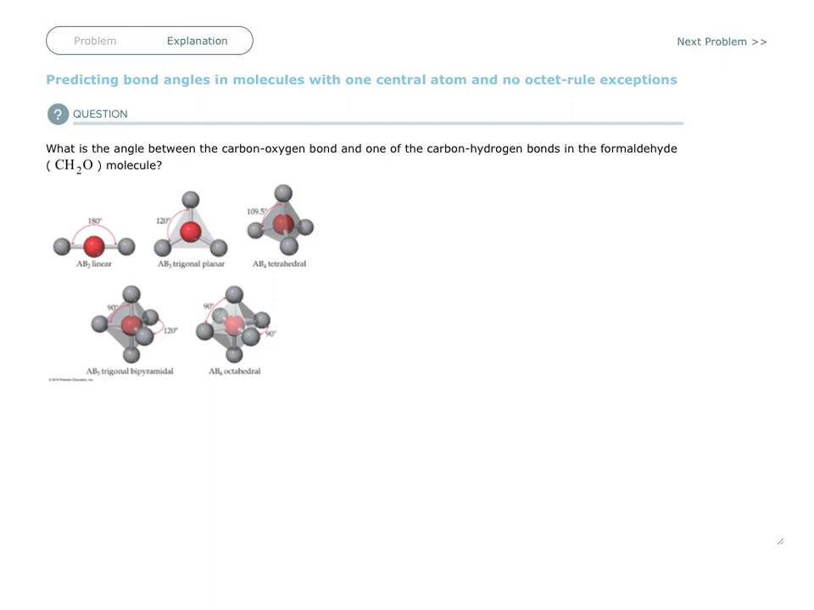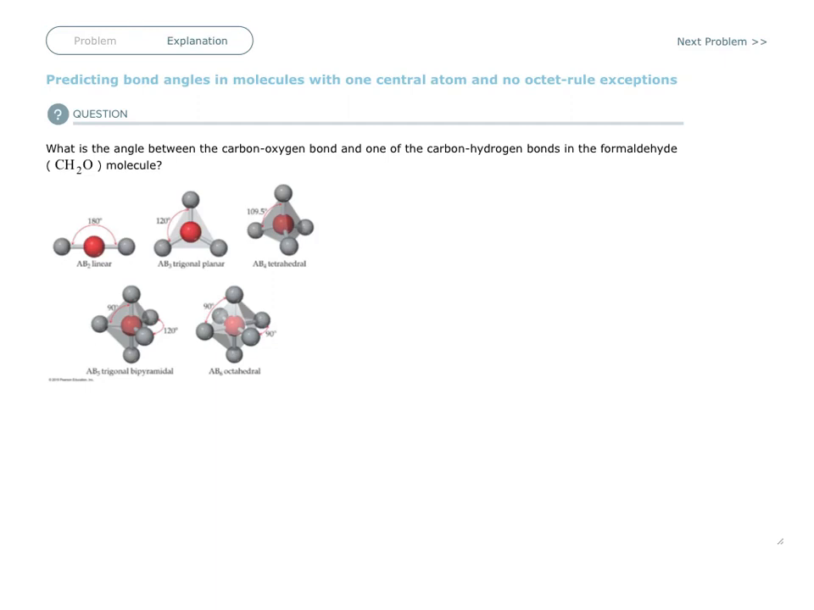Use it. So in this problem, they're asking us to find what are the angles of the carbon-hydrogen bonds. They're not asking for all the angles. They're only asking what are the angles between one carbon-oxygen bond and one of the carbon-hydrogen bonds. So this is formaldehyde. I think they use it in mortuaries.